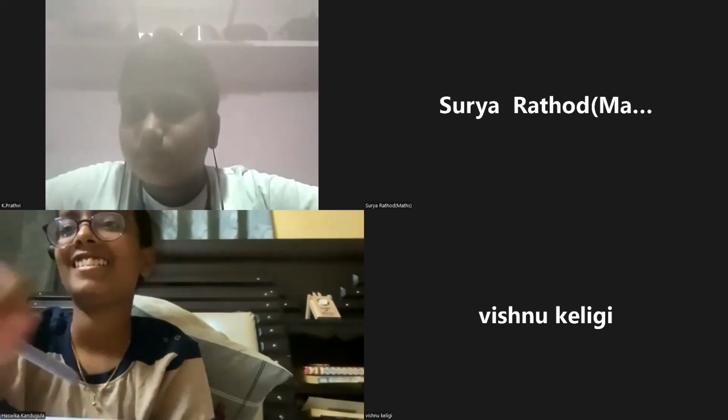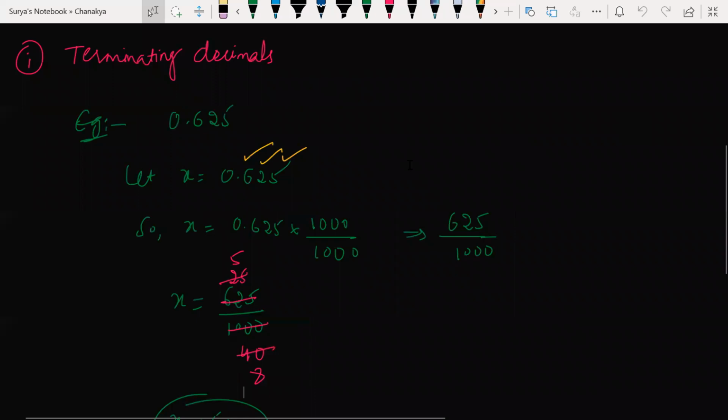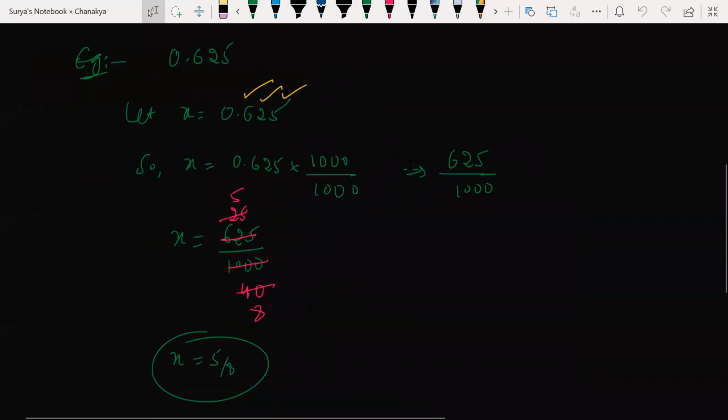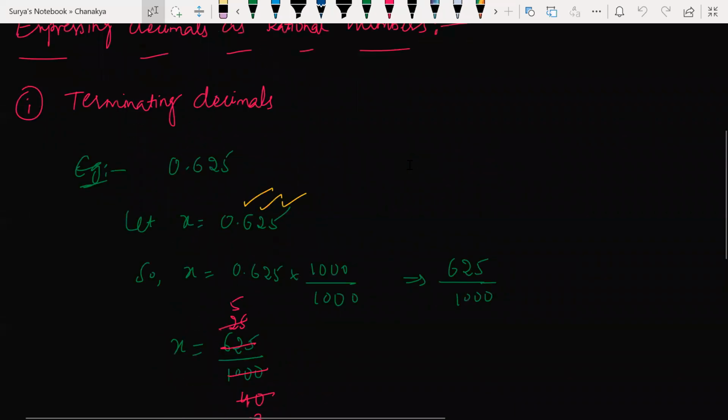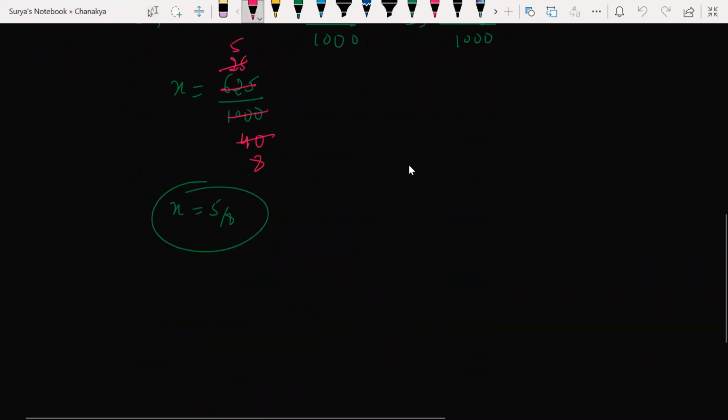Now look at this. So this is how we represent terminating decimals as rational numbers. Hope you got my point. Understood for terminating decimals. Now the second case, non-terminating decimals. We'll talk about recurring decimals.